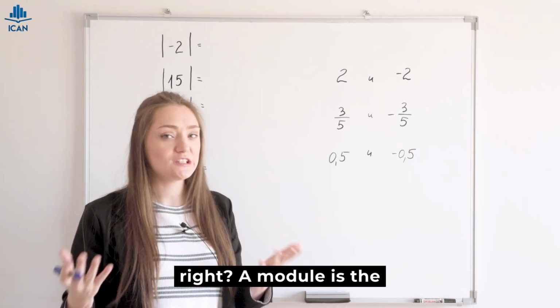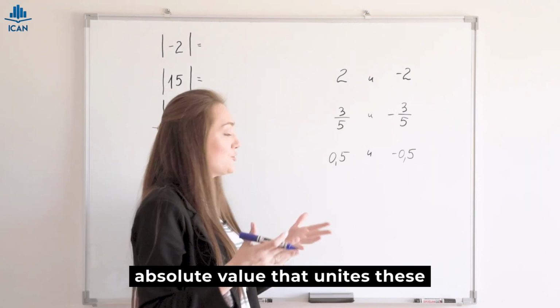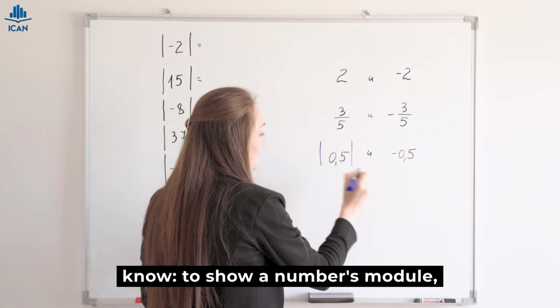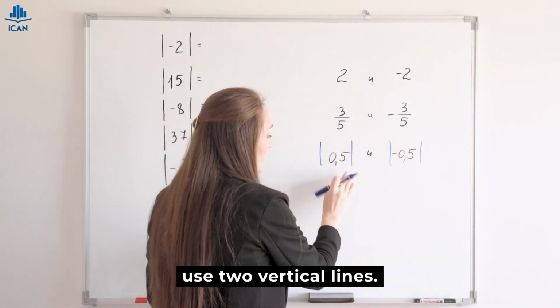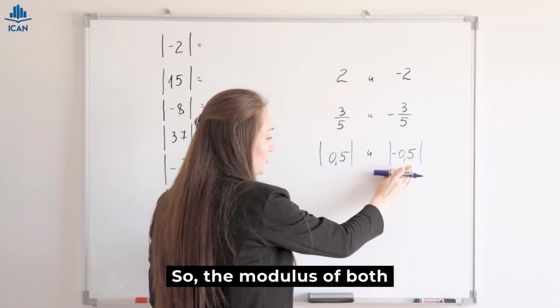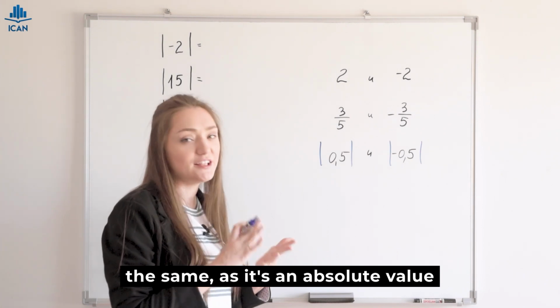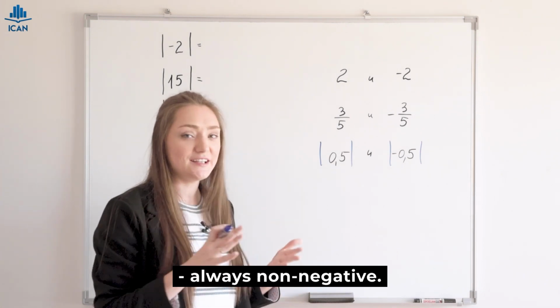A module is the absolute value that unites these opposite numbers. You probably know to show a number's module, use two vertical lines. So, the modulus of both positive and negative numbers is the same, as it's an absolute value, always non-negative.